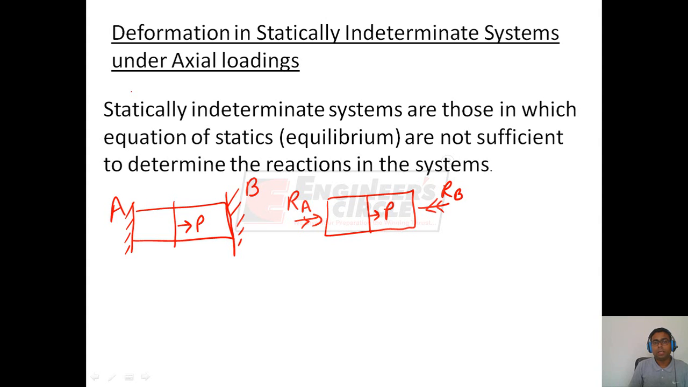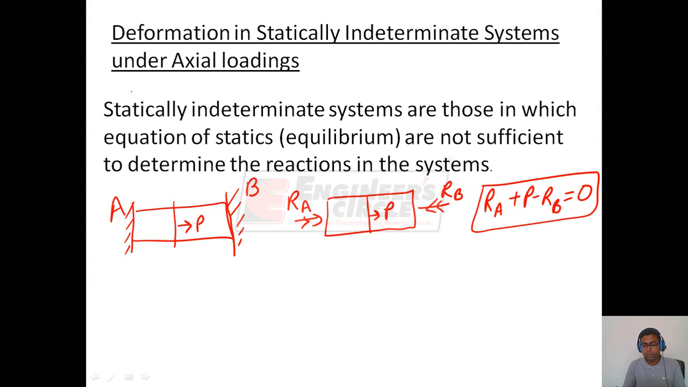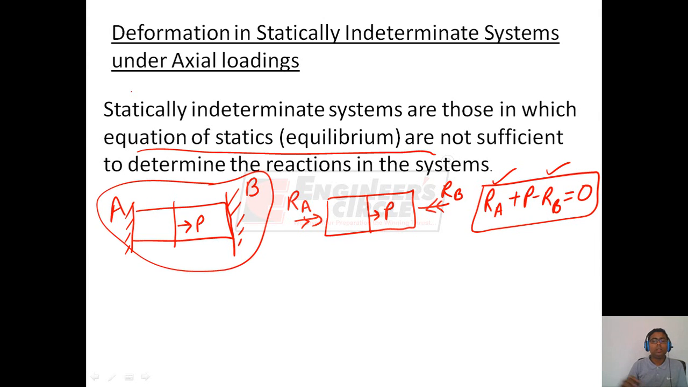Since this bar is in equilibrium in the x direction, the net force on this bar in the x direction must be 0. Therefore, we can write RA plus P minus RB equal to 0. Now we have only one equation of statics, but we have two variables, RA and RB. Therefore, we cannot find the reactions RA and RB by using the equation of statics alone. That is, using the equations of equilibrium, we cannot find RA and RB. So this system is a statically indeterminate system.